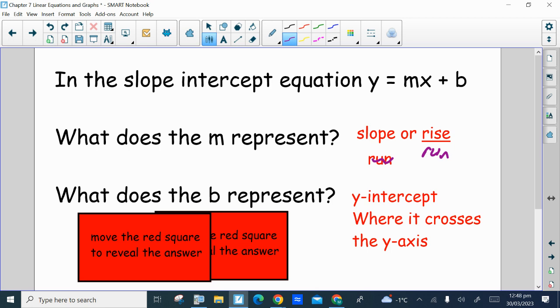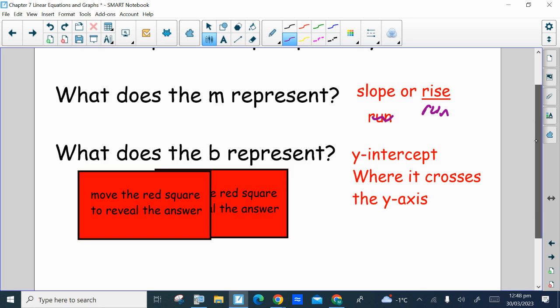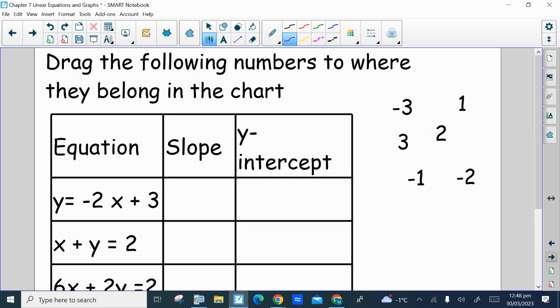So you must have a line, which means no exponents, and you must have y by itself on one side. Normally you'll have two terms on the other side. One term that has an x, a term that doesn't have the x. The term that has the x tells you the slope. The number in front of x tells you the slope. The term that doesn't have the x is a constant. It tells you the y-intercept.